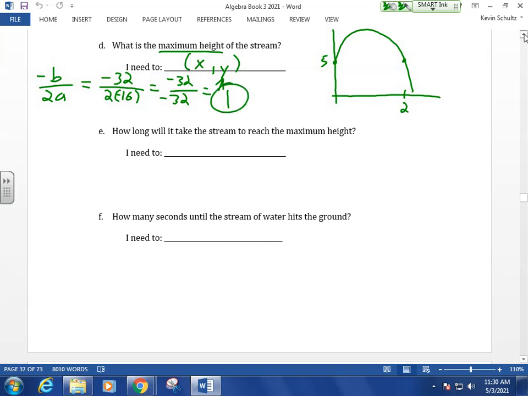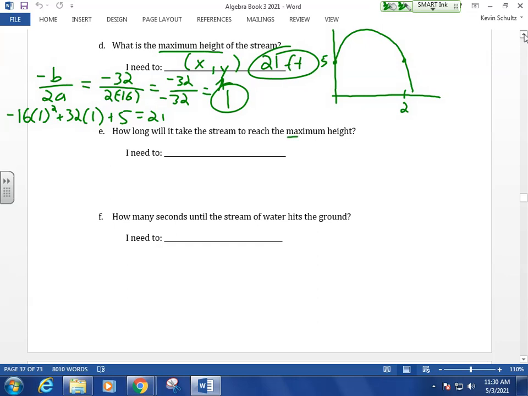But I'm only using this to get the height of the water at the vertex. So I'm going to take that 1 and plug it back into my equation. Negative 16 times 1 squared plus 32 times 1 plus 5 is what? 21. Okay, so 21 feet. I did not make my sketch to scale, and that is a very strong hose, I'll tell you that much too. But 21 feet.